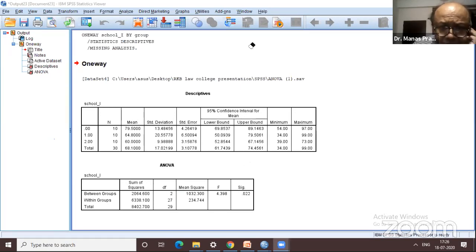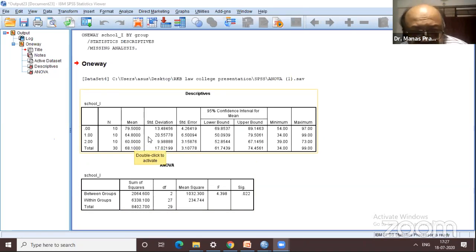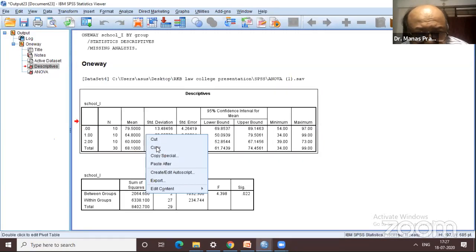So the p value is 0.002. This is less than 0.05. That means we have to reject the null hypothesis that the mean score of all the schools is the same. That means we can consider that the mean score of the first school is higher than the others. Okay, getting my points? I think so.